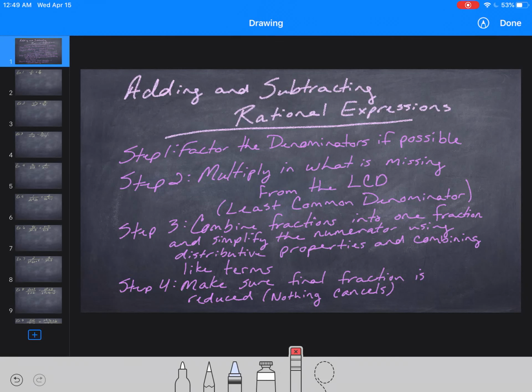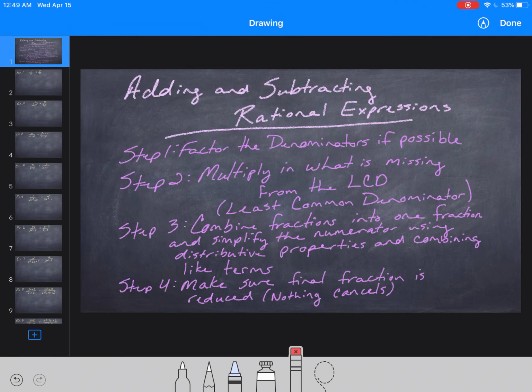Today we are going to be adding and subtracting rational expressions. We're going to follow the following steps. Step 1. Factor the denominators if possible. Step 2. Multiply in what is missing from the LCD, also known as the least common denominator.